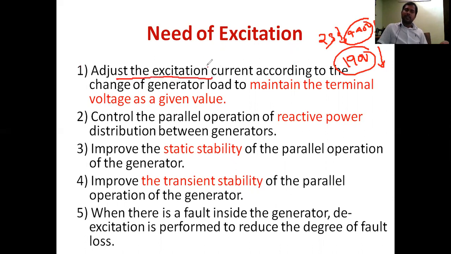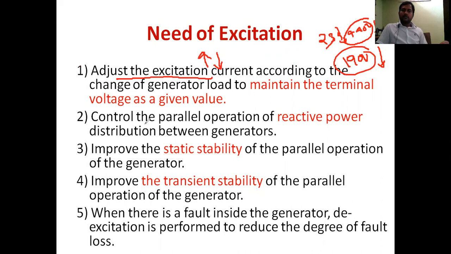So we need to increase the excitation current. If the loads are decreasing, then voltage will be increasing, so we need to decrease the field current. Simply, if the load voltage decreases, we need to increase the excitation current, so that it will compensate whatever drop is available.